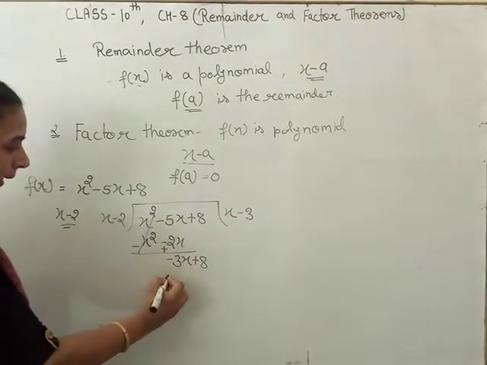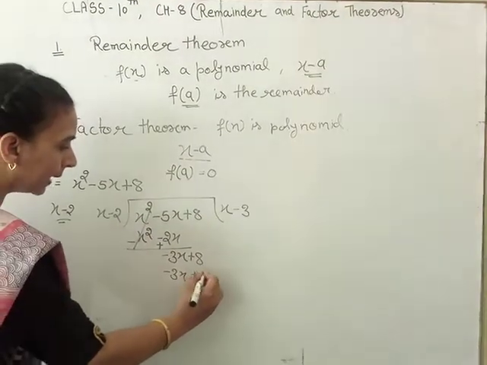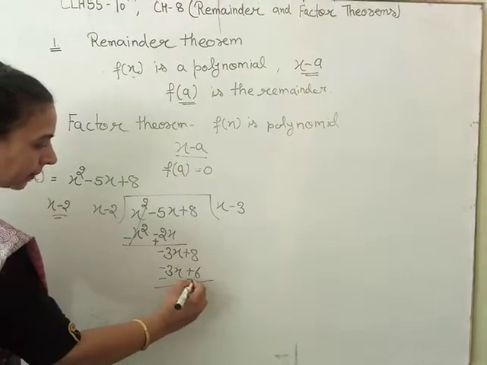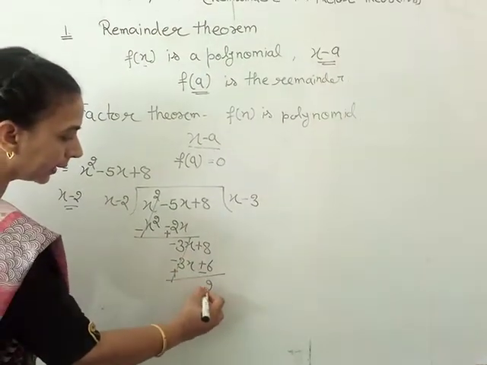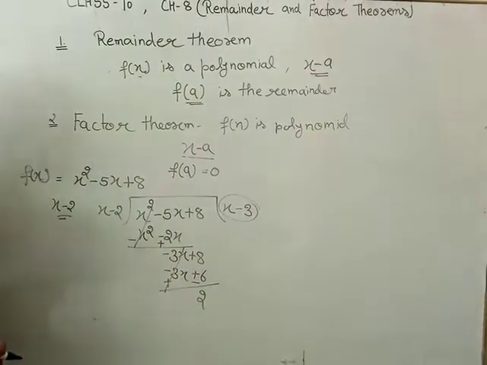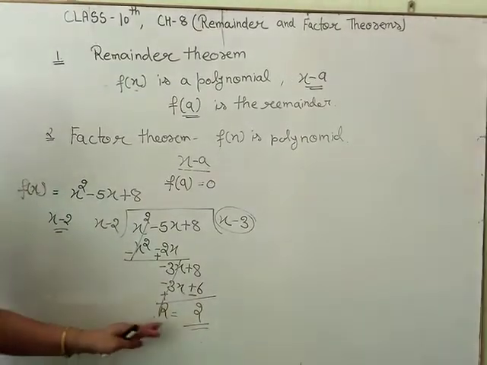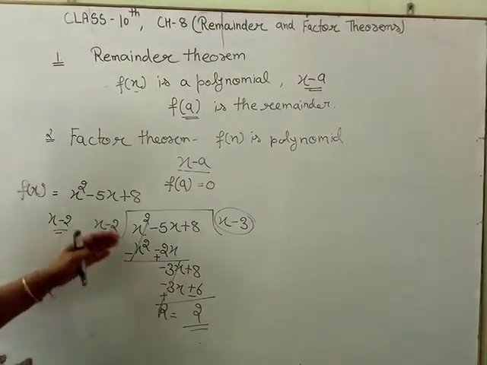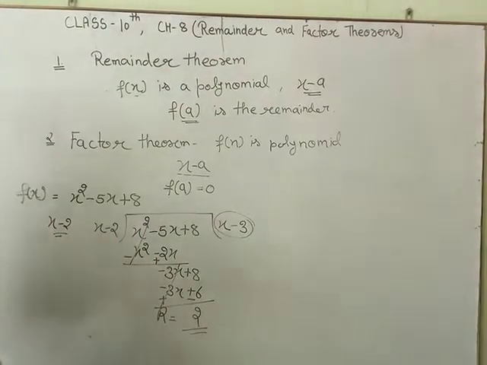Minus 3 multiplied by x is minus 3x, minus 3 multiplied by minus 2 is plus 6, then minus and minus cancel out, 8 minus 6 is 2. Students, this is the quotient, and this is the remainder. The remainder is equal to 2. This is the division method. Now we find the remainder directly.